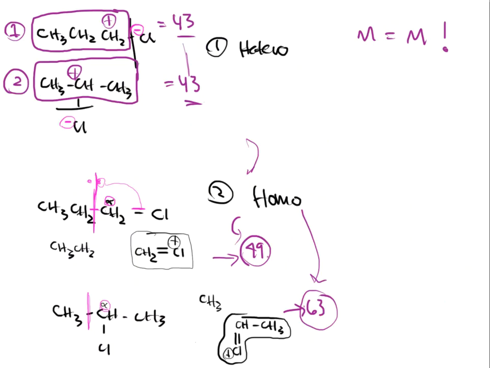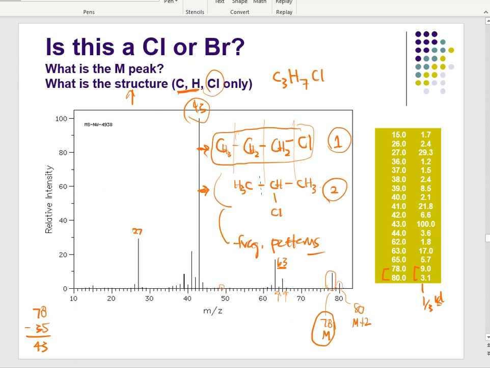So we went back to the drawing board, and we looked at the homo cleavage. And we said that the homo cleavage in option 1 gives me a 49, and in option 2 gives me a 63. So if I go back to the spectrum, I actually see a 63. It's right here. And 49 is this tiny little bitty one right there. Again, I can hardly see it. So that would lead me to believe that this molecule is the actual proper choice when it concerns structure.